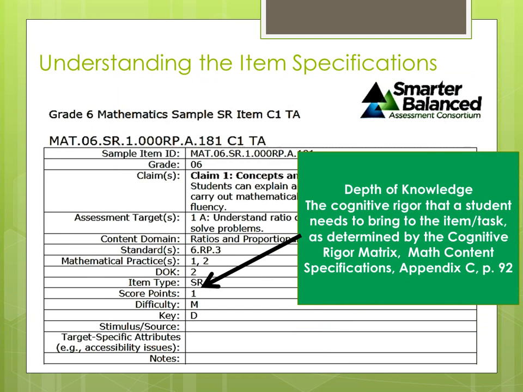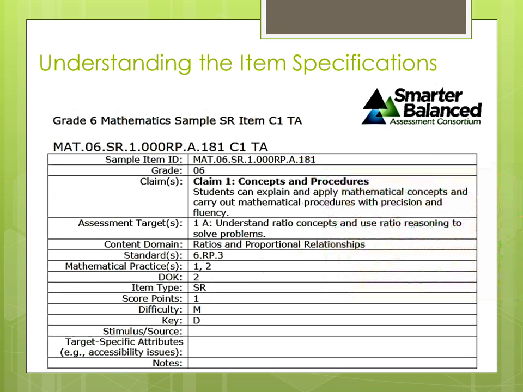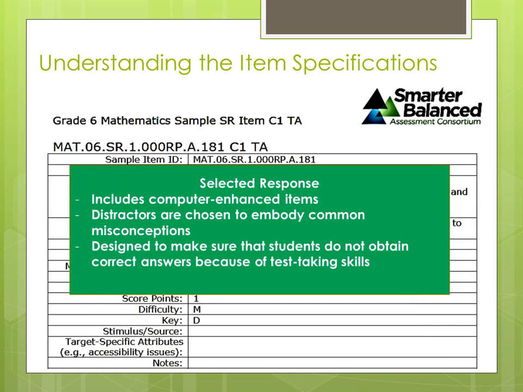The cognitive rigor that a student needs to bring to the item or task as determined by the cognitive rigor matrix in order to complete the task successfully. Remember that selected response is not simple multiple choice often. It includes computer-enhanced items. Distractors are chosen very intentionally to embody common misconceptions so that when students select the incorrect answer, it tells us something very specific about where their understanding is, and they're designed to make sure that students do not obtain correct answers because of guessing or test-taking skills.